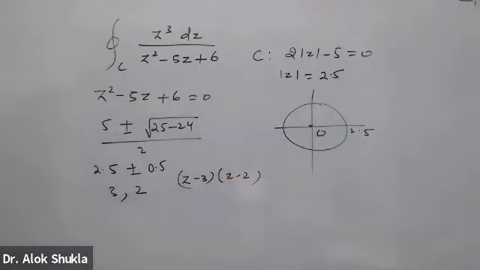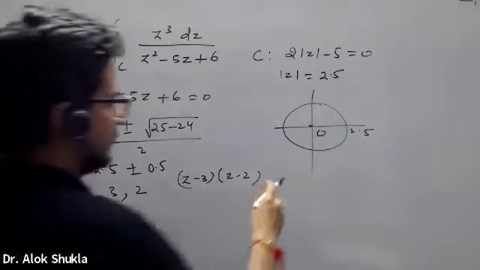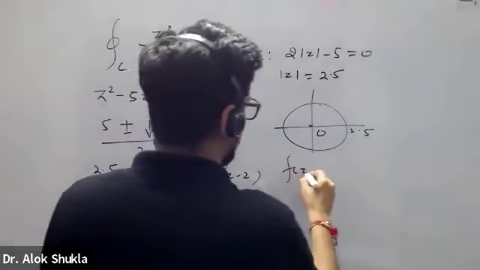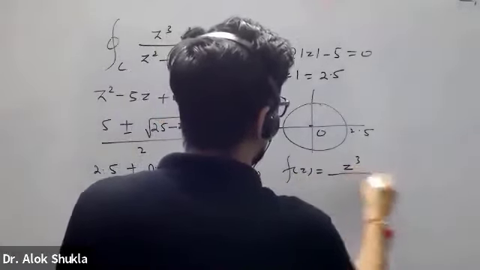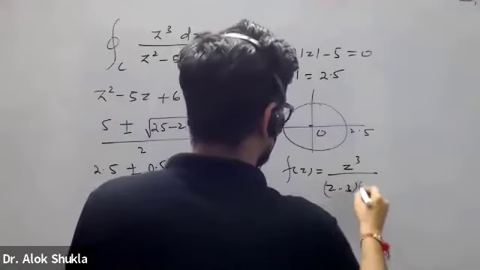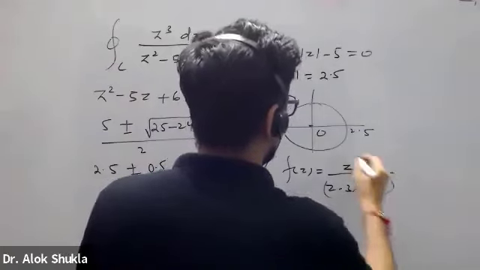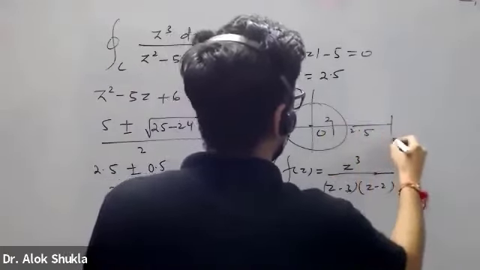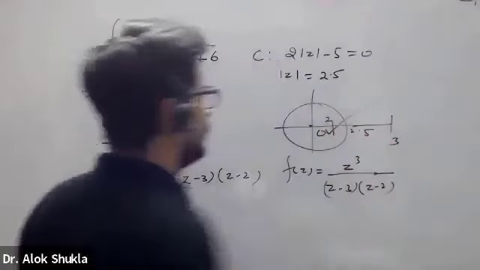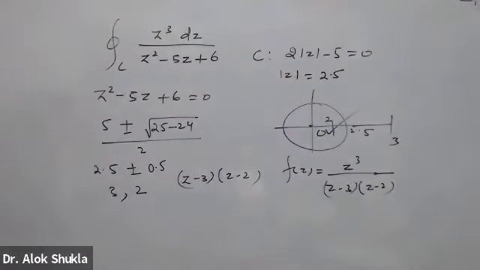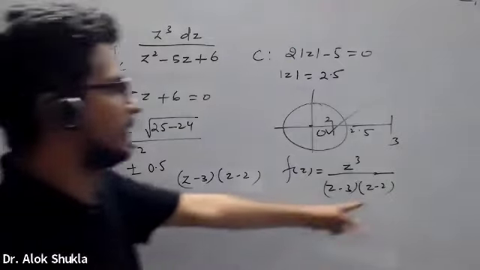Okay, so what will be my function f(z)? My function f(z) will be z cube over (z minus 3)(z minus 2). So you can see 2 will lie here and 3 will lie here. So only 2 will be considered because it is inside. So it is a simple pole.